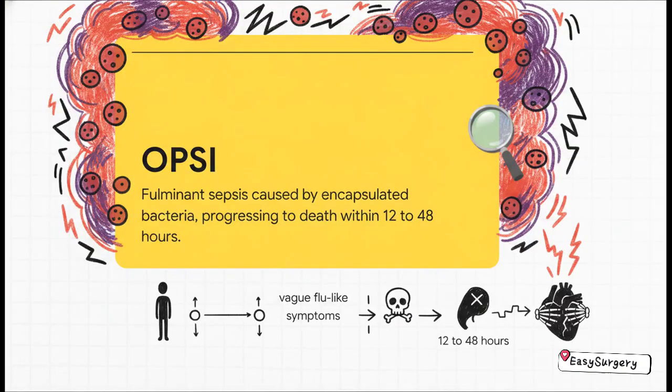Okay, we have finally arrived at the absolute most critical mortality concept in this entire review, OPSI, overwhelming post-splenectomy infection. This is a rare but devastatingly fulminant sepsis. These patients will present with vague, flu-like symptoms that rapidly, and I mean rapidly, progress to bacteremia, consumptive coagulopathy, and death within 12 to 48 hours. The urgency here literally cannot be overstated.